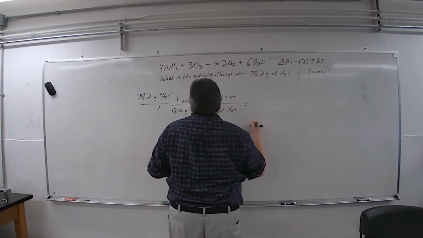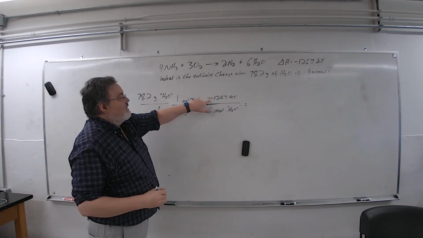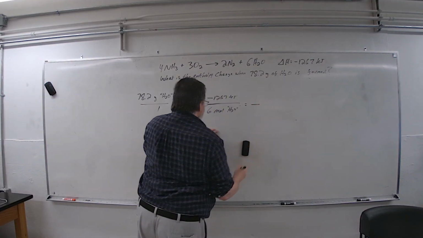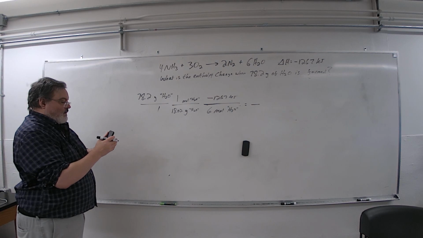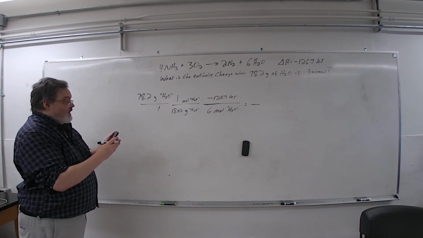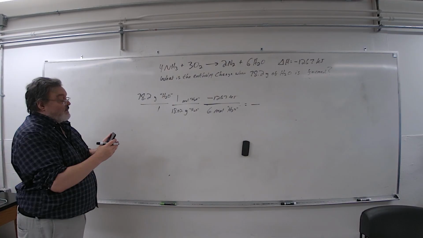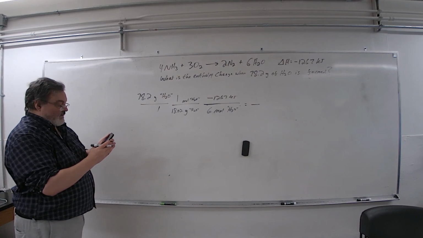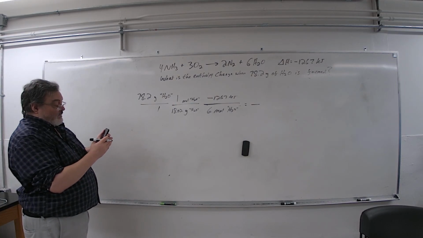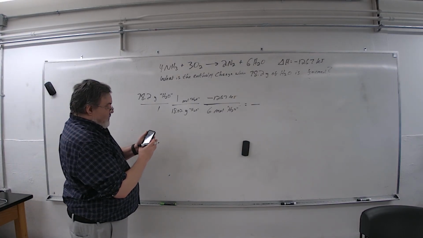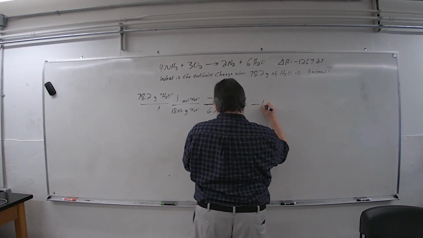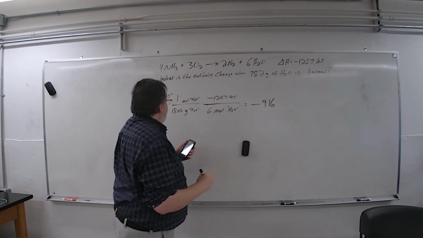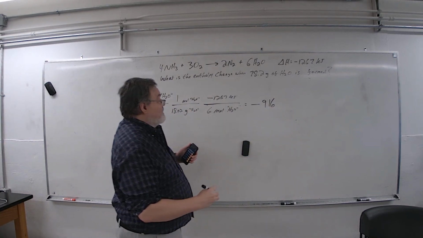Now, keeping the sign here, it'll make this sign negative. 78.2 times 1267, make it negative, divided by 18.02, divided by 6, negative, 3 significant figures.